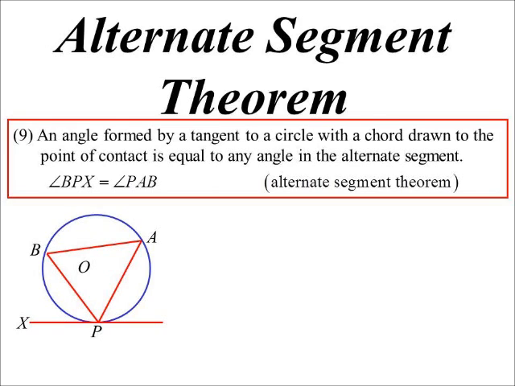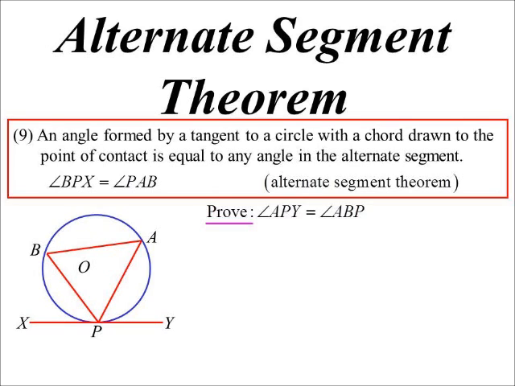So a chord, as we know, breaks up our circle into two segments. And so the chord will create an angle in the major segment and an angle with the tangent in the other segment. And those two angles are equal. That's why it's called the alternate segment theorem.